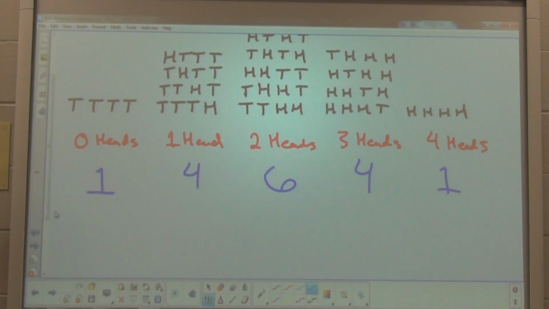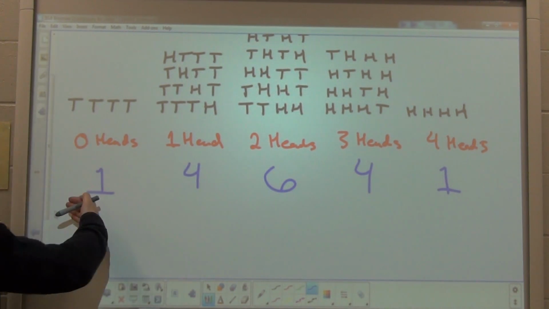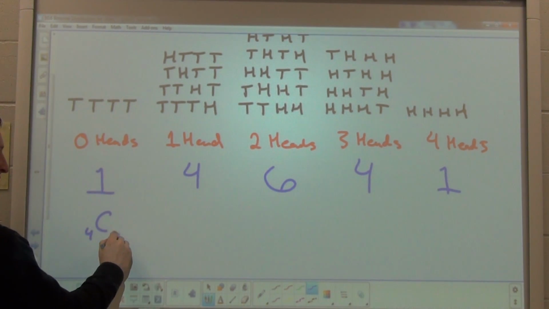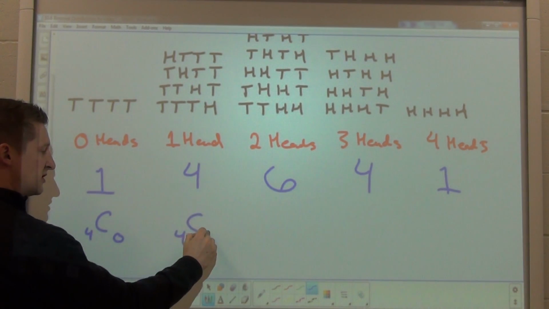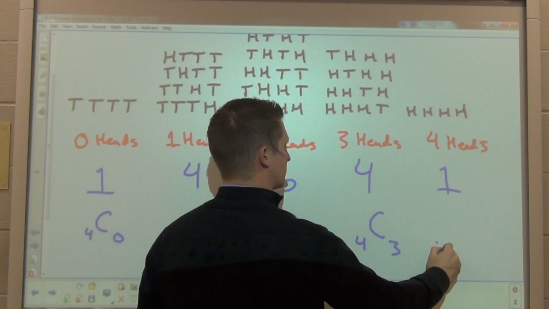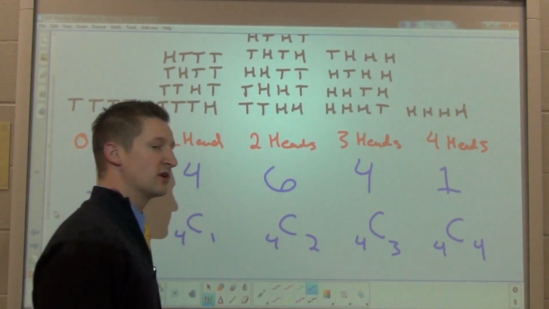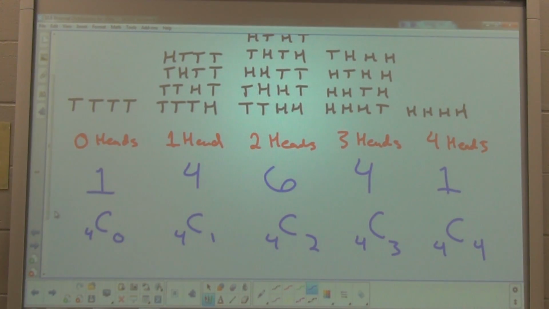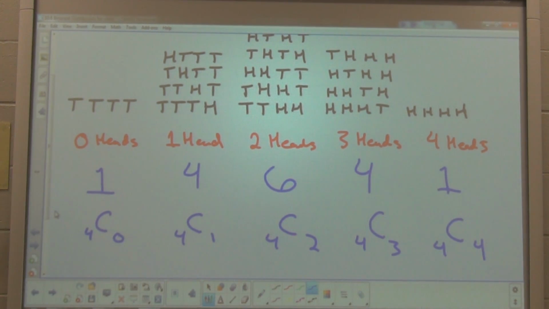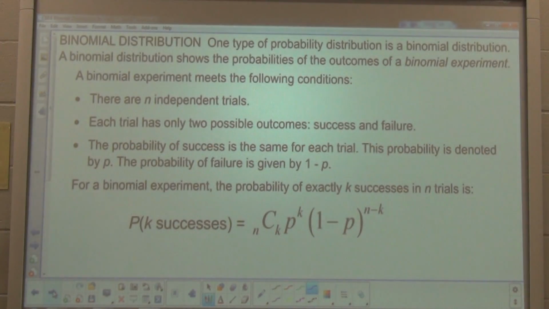Now, if you remember in that row of Pascal's triangle, the other way to get the numbers that made up Pascal's triangle was to use combinations. So if I wanted to find this 1, that would be the same as taking 4C0, 4C1, here's 4C2, here's 4C3, and here's 4C4. So those matched up with the number of different ways to choose 0 from 4, 1 from 4, 2 from 4 different objects. Now, keeping that in mind, the next portion of our lesson is looking at binomial distribution.